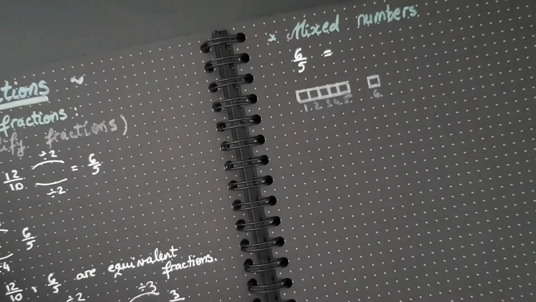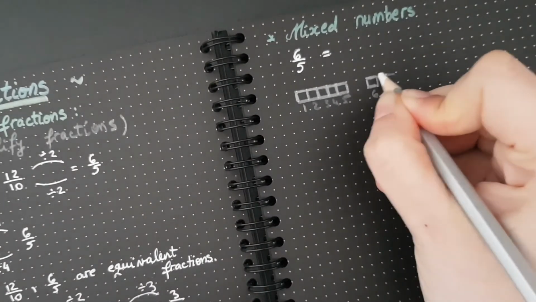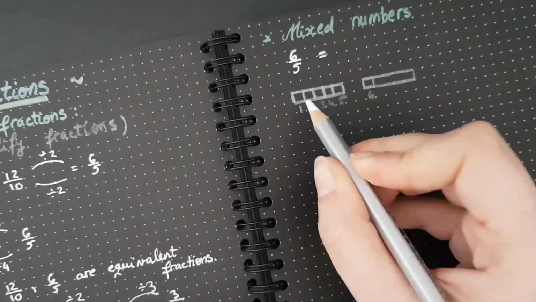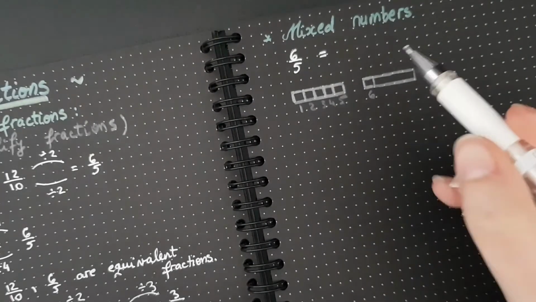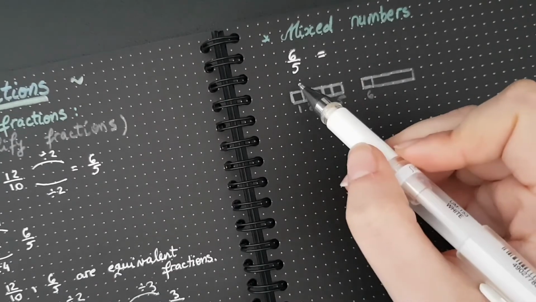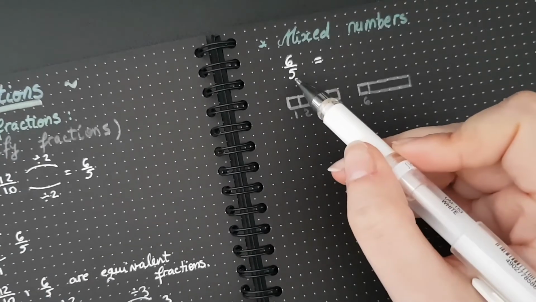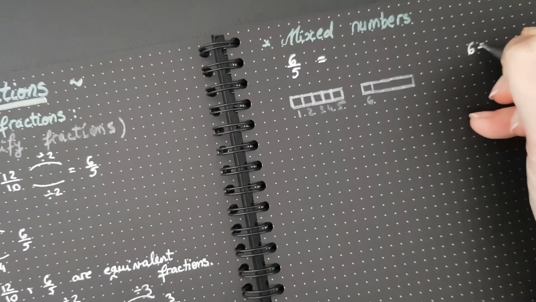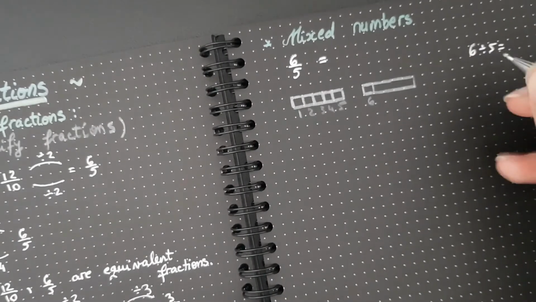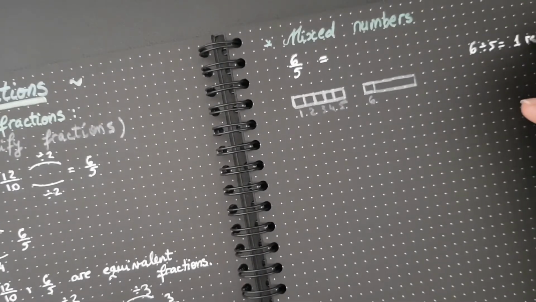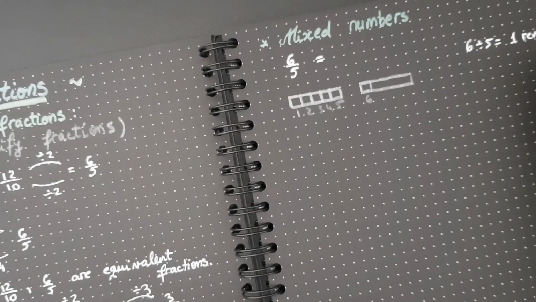Now in this case, we can change this fraction into a mixed number. The way we change it into a mixed number is we think about 6 divided by 5. So on the side over here, I'm going to do 6 divided by 5. When I do 6 divided by 5, I need to think how many 5s go into 6. That's 1. But I also have a remainder, and my remainder is 1.